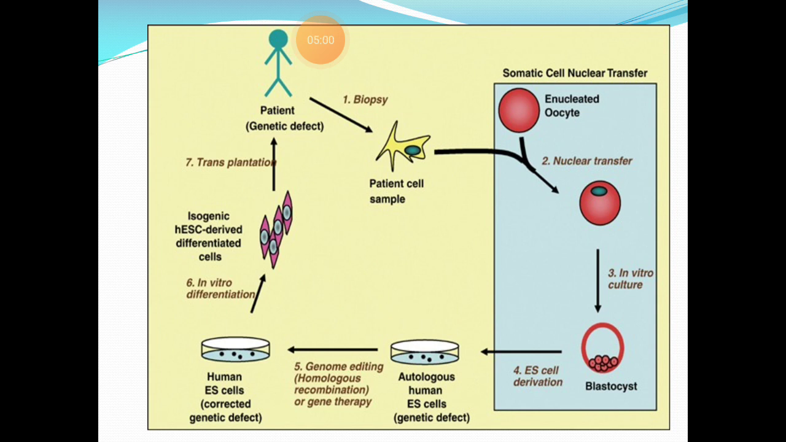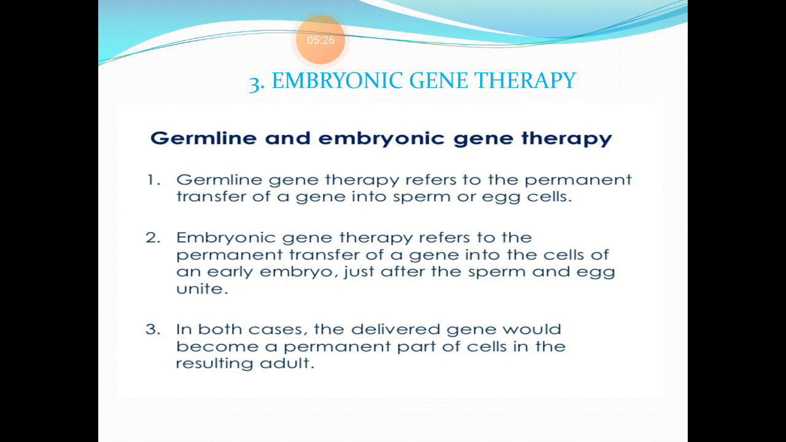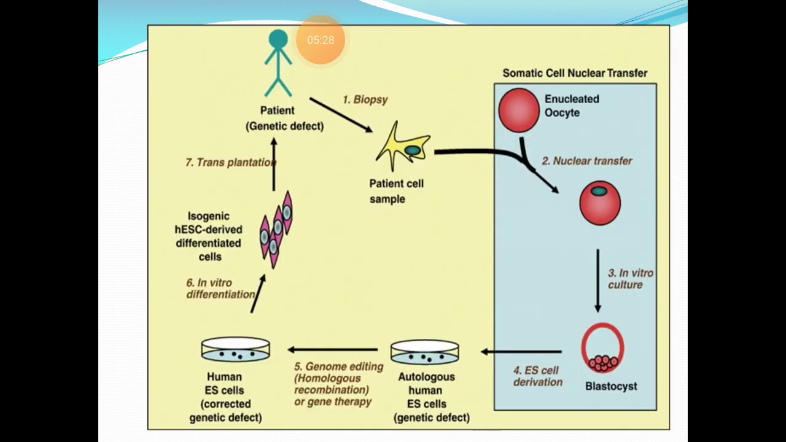And they should be subjected to in vitro differentiation. That means they are allowed to differentiate under laboratory conditions, and these cells are transplanted back into the patient with the genetic defect so that the patient becomes normal. The bad gene will be corrected. This method is known as embryonic gene therapy. Okay, then.